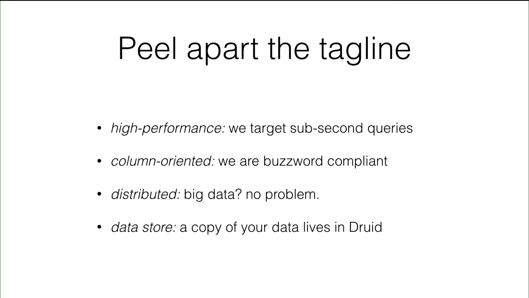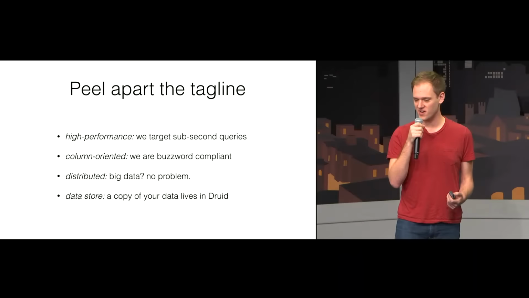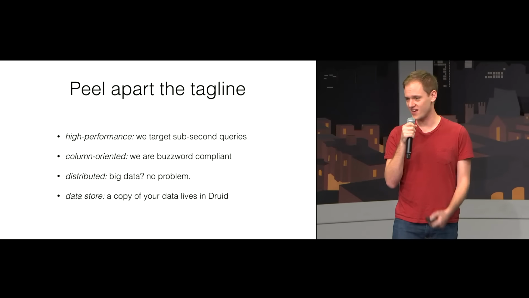So first, let's peel apart the tagline. There are 4 parts to the tagline. They're all there for a reason. The first part, high performance, is about the fact that we target sub-second queries. That's because we're really trying to power interactive experiences. The column-oriented thing, we're buzzword compliant. Column-oriented is really cool now, and we're that too.